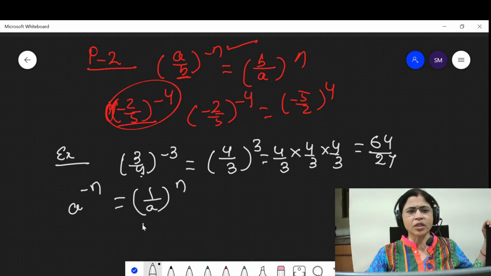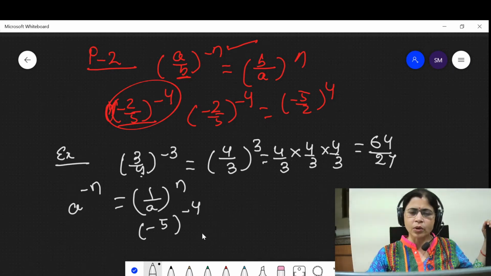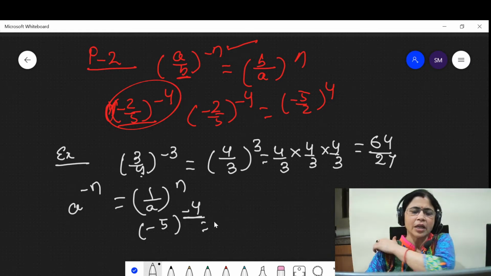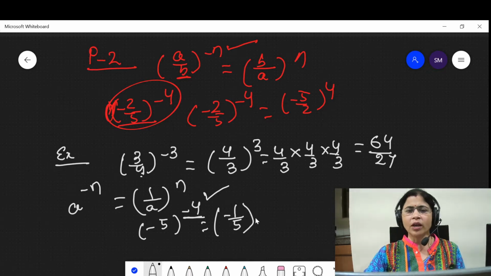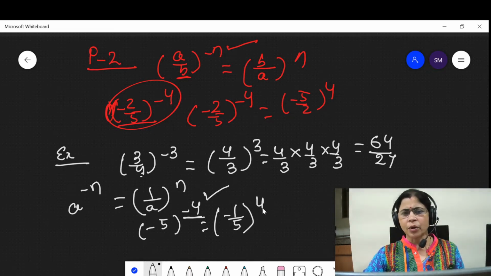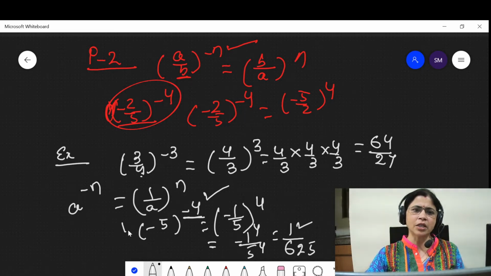This shows that a to the power minus n is equal to 1 upon a to the power n. If the question is given, you have to find minus 5 to the power minus 4. Then you cannot find its value when the exponent is negative. At first change the exponent into positive. How can we make the exponent positive? Only take the reciprocal of the base. This is equal to minus 1 upon 5 to the power 4. This means minus 1 to the power 4 upon 5 to the power 4, which is equal to 1 upon 625. This is the value of the given question.